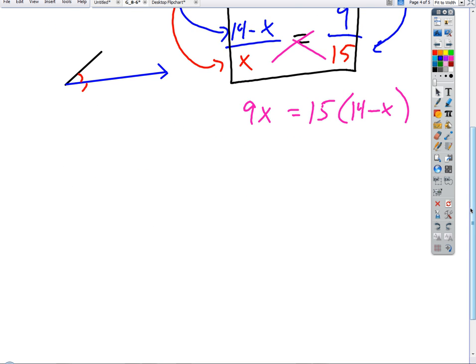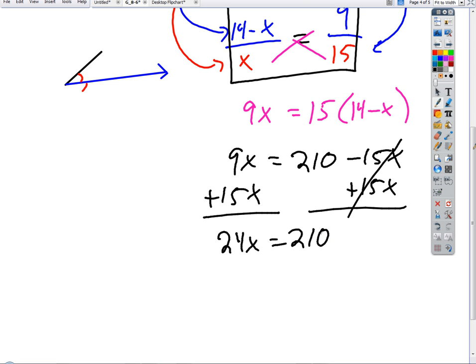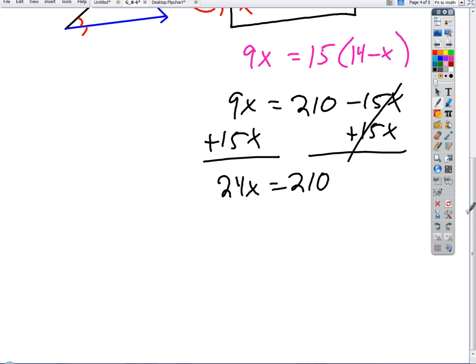If we just focus on this algebra, I could distribute the 15. That's going to give me 9x equals 15 times 14, which is 210, minus 15x. Now what? Add 15x, because we want to combine like terms. So we'll add 15x to both sides. Those cancel, and I get 24x equals 210. Last step. Divide by 24.